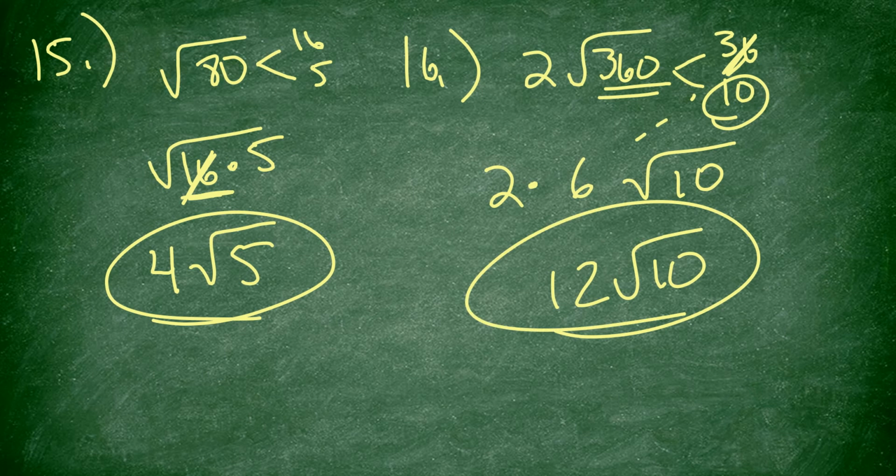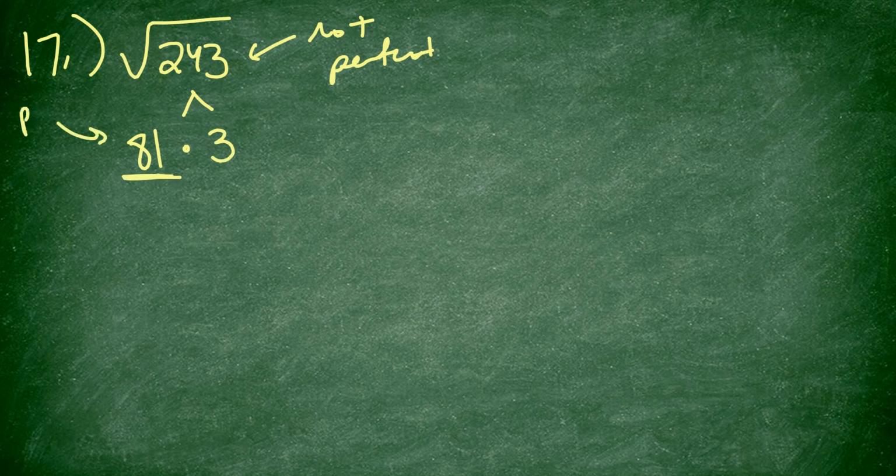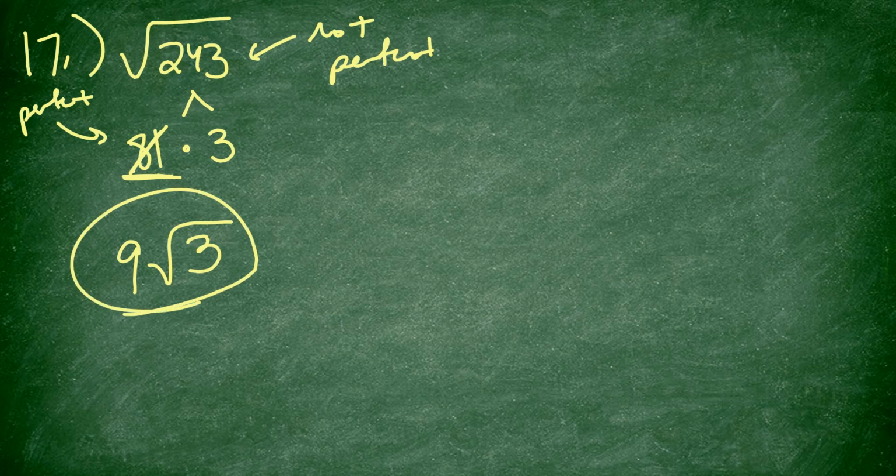That's it for 16. Alright, so the square root of 243. Once again, 243, not perfect. But I can break it down as 81 times 3. 81 is perfect. So 81 turns into 9, because the square root of 81 is 9, and 3 stays in jail forever. And that's your final answer for 17.